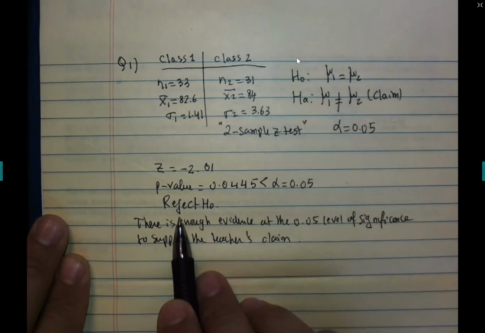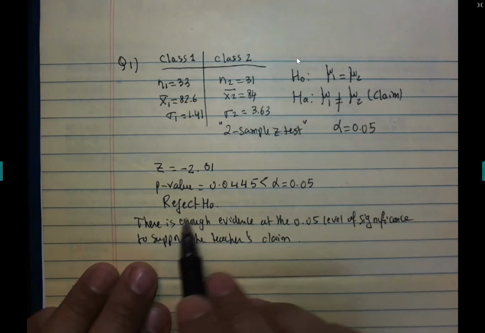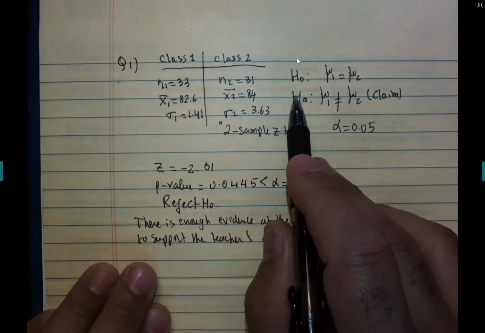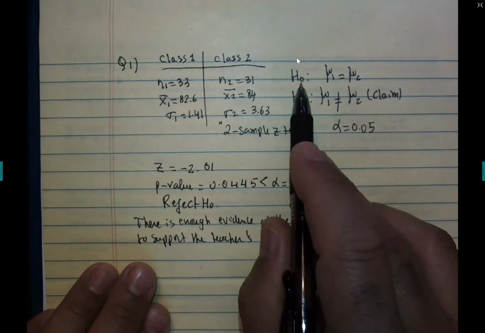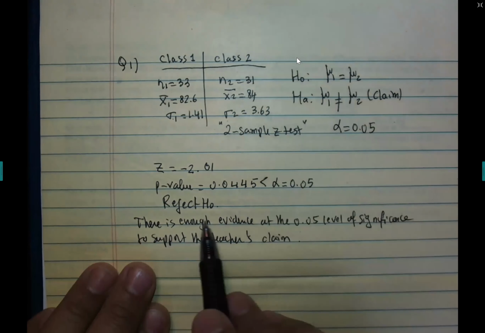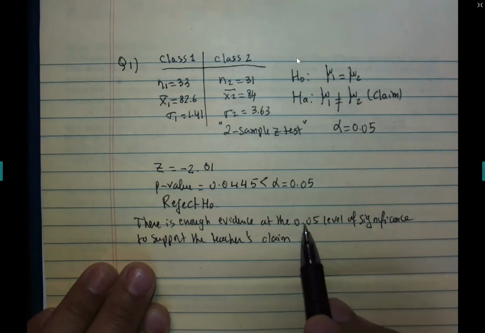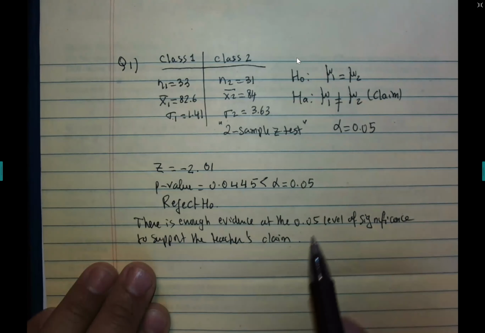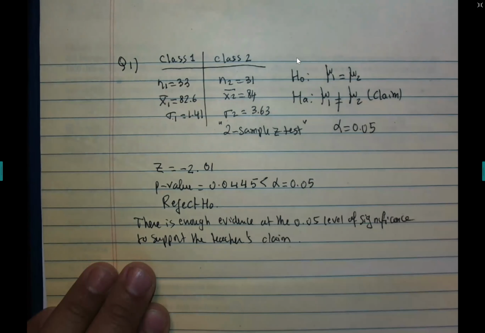And if we reject the null hypothesis and your claim is in the alternative, you should know by now that you support the claim. So we reject H0 and the claim is in HA, we support the claim. There is enough evidence at the 0.05 level of significance to support Dr. Smith's claim. Okay, any questions here?